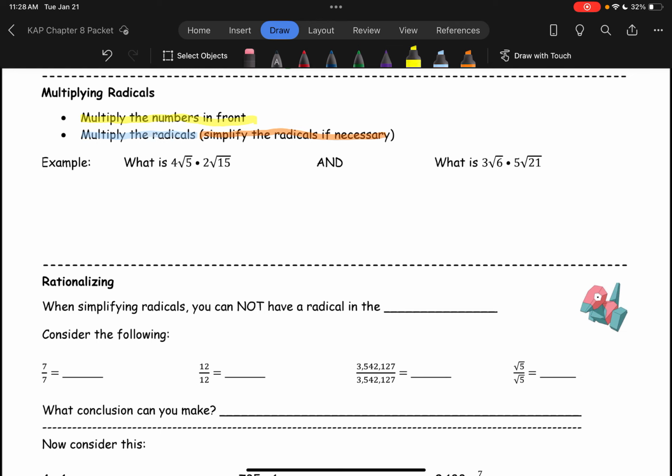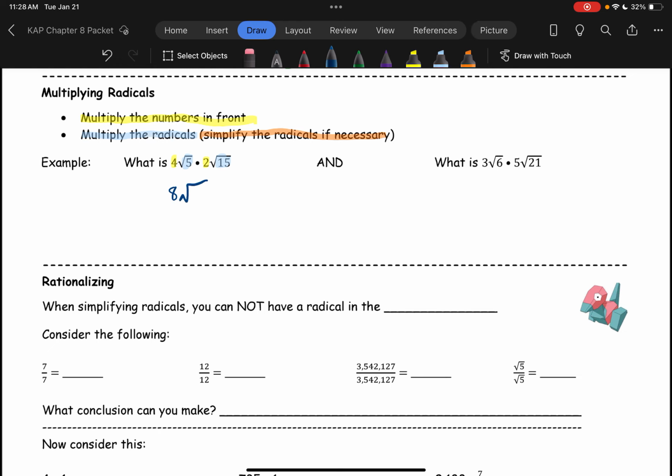So if I look at this example here, what we're saying is if I'm going to multiply radicals, you multiply the numbers in front of the square root together. So 4 times 2 gives me 8. And then you multiply the numbers underneath the radicals together. So 5 times 15, if we multiply that, we get the square root of, I believe it's 75.